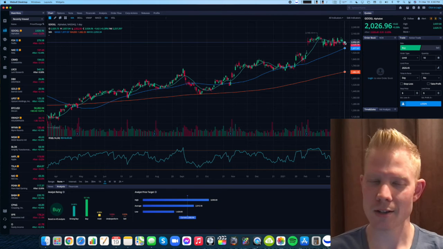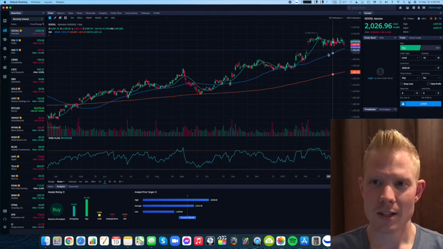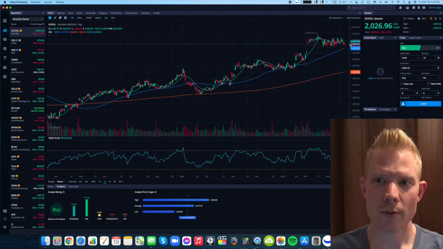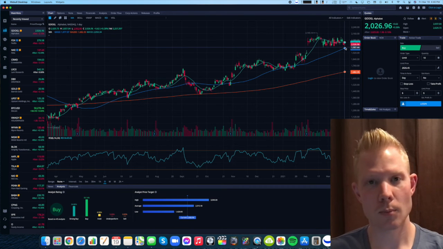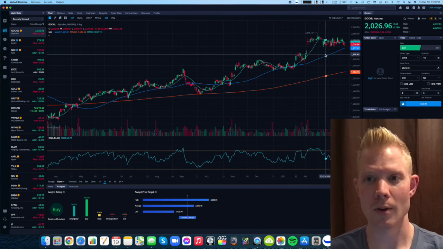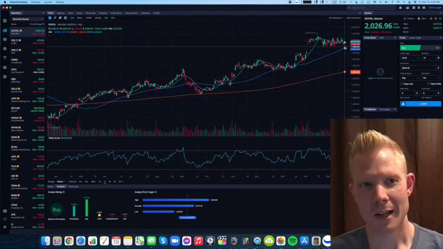So can we forecast the future? No. But typically having the 50-day moving away from the 200-day does represent an upward trend. Many people do think that we would continue this upward trend. Is that going to happen? Who knows? So that's moving averages.